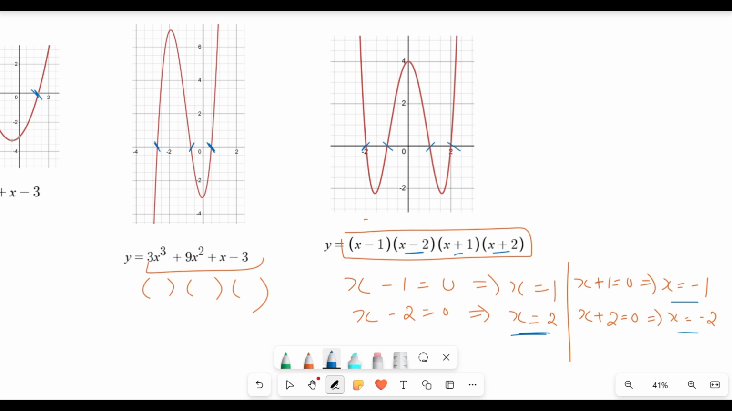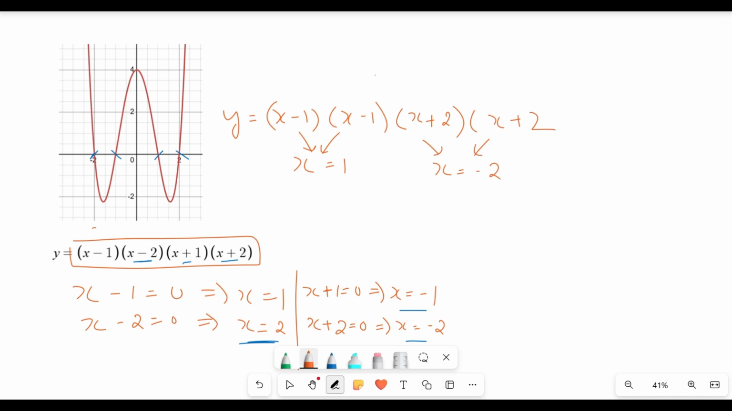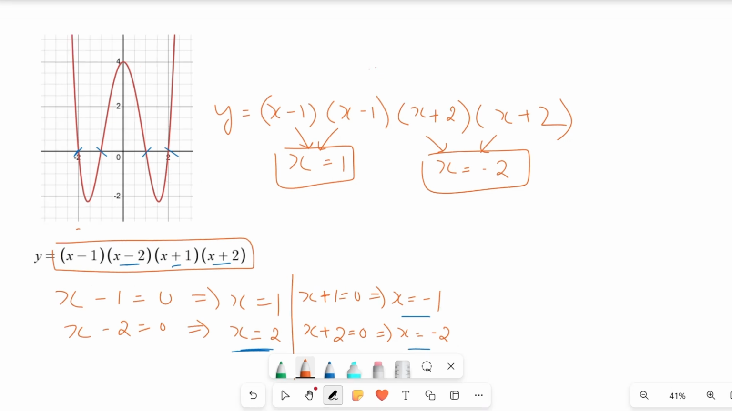So the maximum number of zeros for a polynomial can be equal to the degree of the polynomial. This is one of the important things. The maximum number of zeros can be equal to the degree of the polynomial, and I can have fewer zeros also. When? If two of my linear factors are the same, they will give me the same 0. Like here x minus 1, I have twice, so both of them will give me x equal to 1. Here also x plus 2, I have twice, so both of them will give me x equal to minus 2. So the number of zeros a degree n polynomial can have is at most n, and it can be less also.